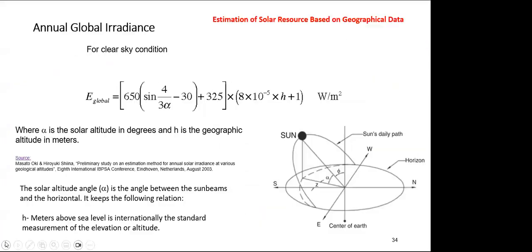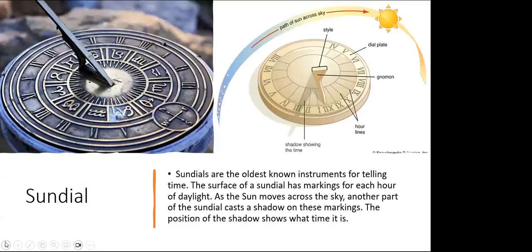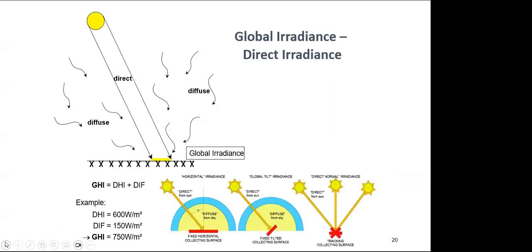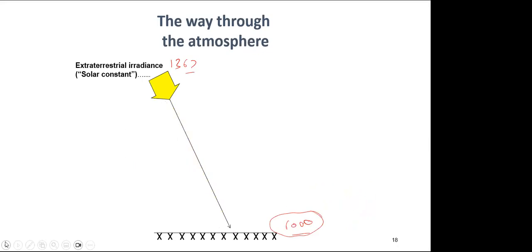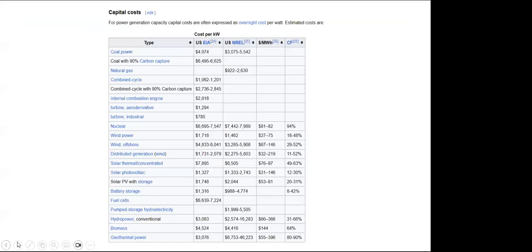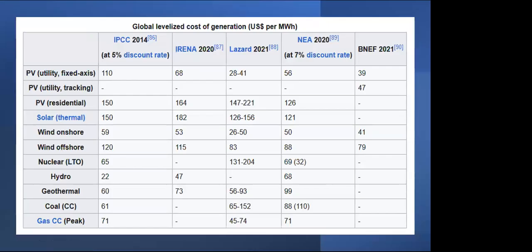Remember the very first slide; I found some data from calculations today. Yes, you can see here. The coal is here, that is 61. Solar is 110, that is utility scale. Residential scale is 150.